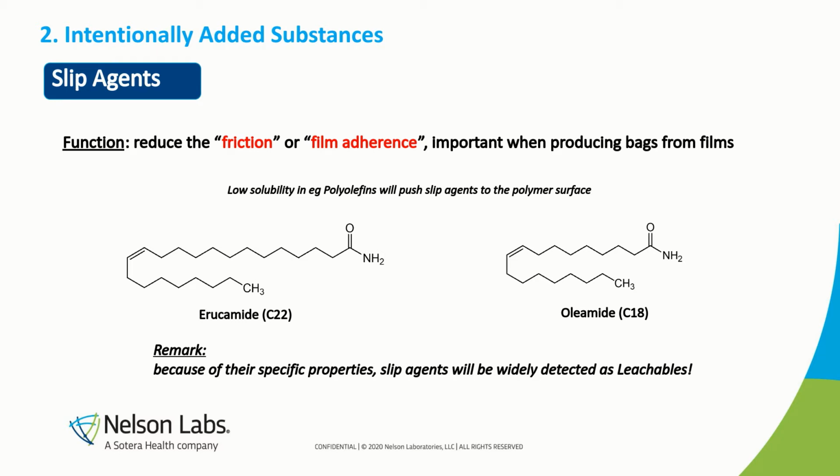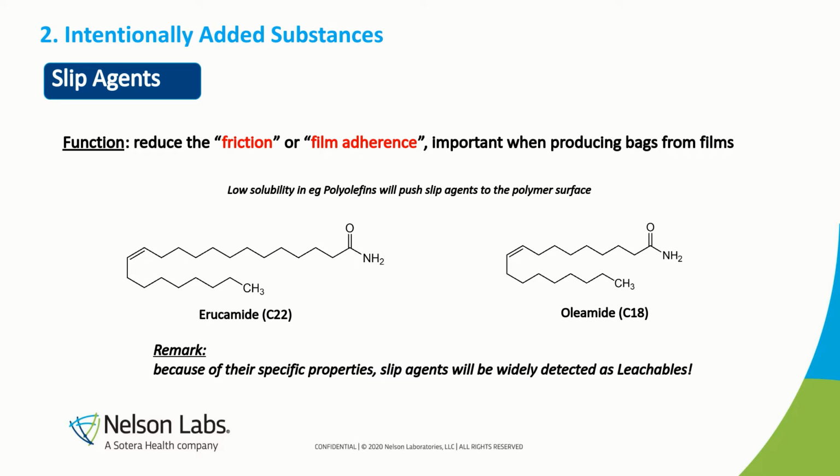Then you have slip agents. Their function is to reduce the friction or film adherence. And that is mainly important when you look at the production of a bag, because the film before a bag is produced is on a roll. Now, these compounds are added to prevent stickiness of that film.